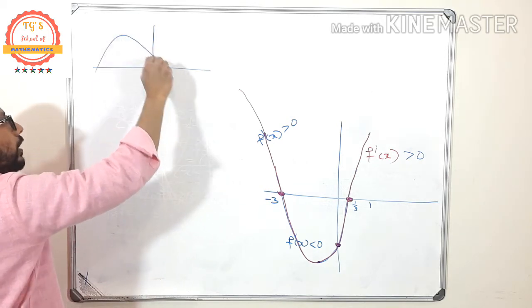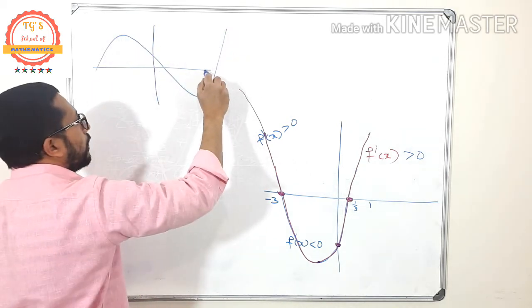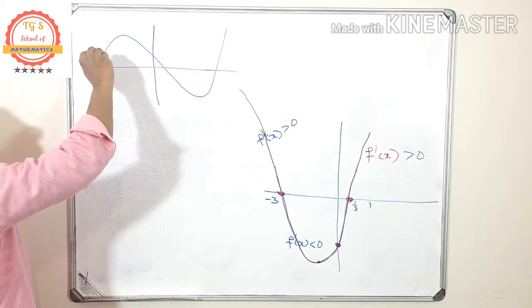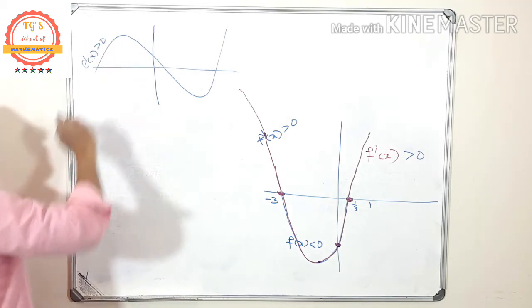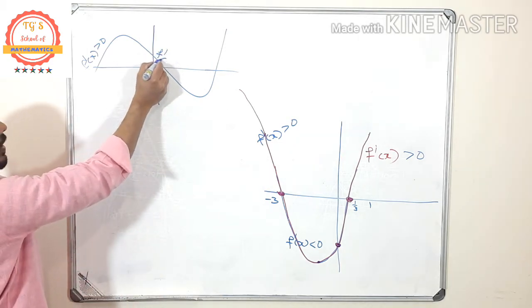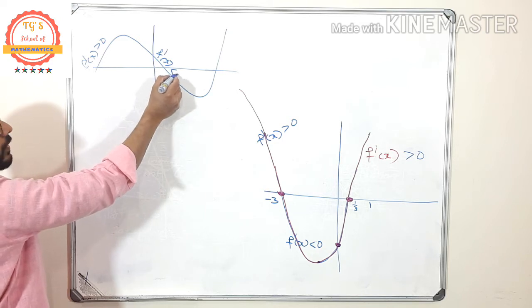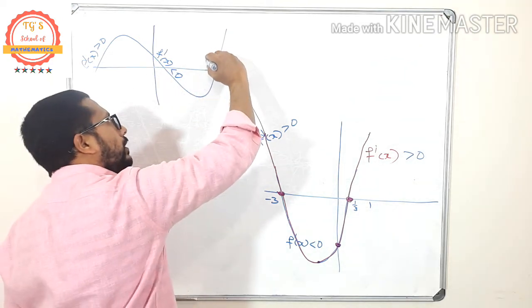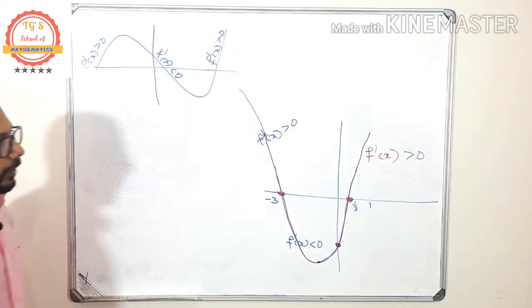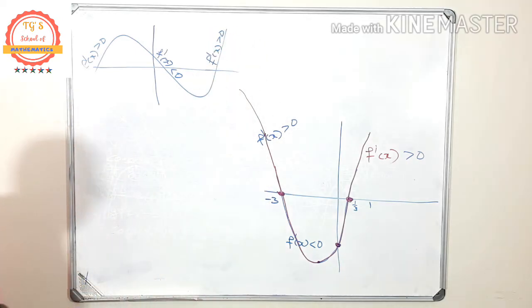When the original graph is increasing, what is f dash of x? F dash of x is greater than 0. When the original graph is decreasing, f dash of x is less than 0. When the original graph is increasing, f dash of x is greater than 0. Okay, so now look at this one.